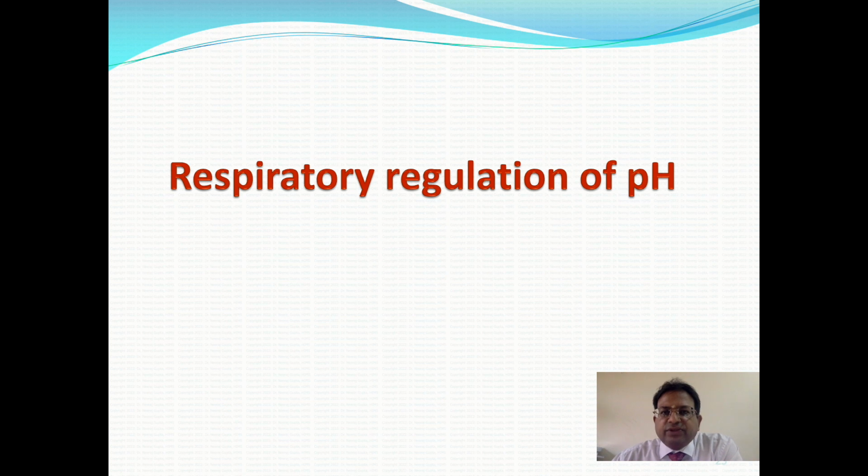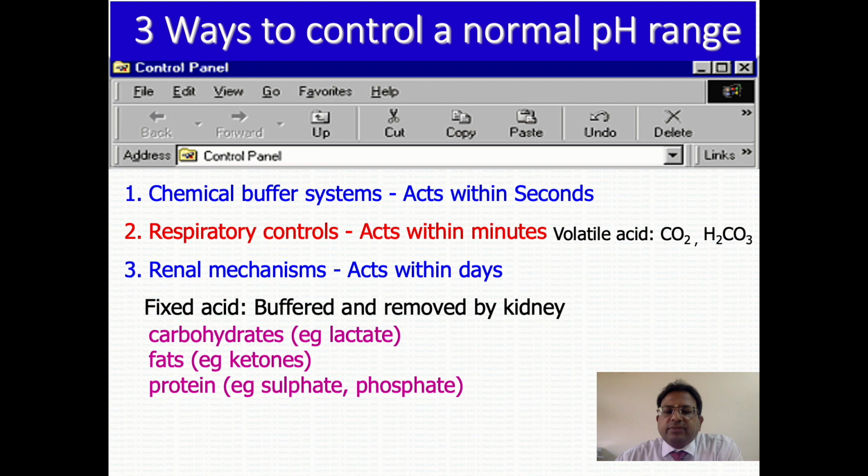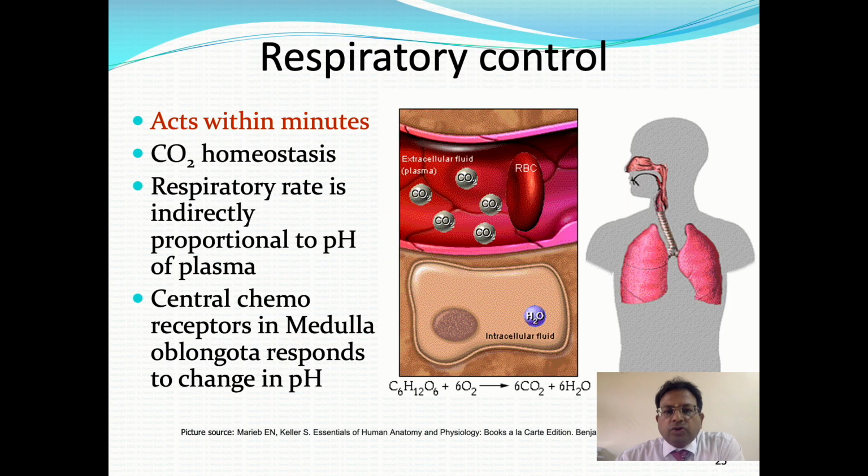So let's see the next mechanism which the body uses to control the pH, that is respiratory control. The respiratory system acts within minutes, and it controls the volatile acid, that is carbon dioxide, and further carbonic acid, and keeps the pH in control. The respiratory rate is inversely related to the pH of the plasma. As the concentration of carbon dioxide increases, there is a corresponding fall in the pH of the plasma because the hydrogen ion concentration is increasing. This stimulates the central chemoreceptors in the medulla, and that will increase the respiratory rate.